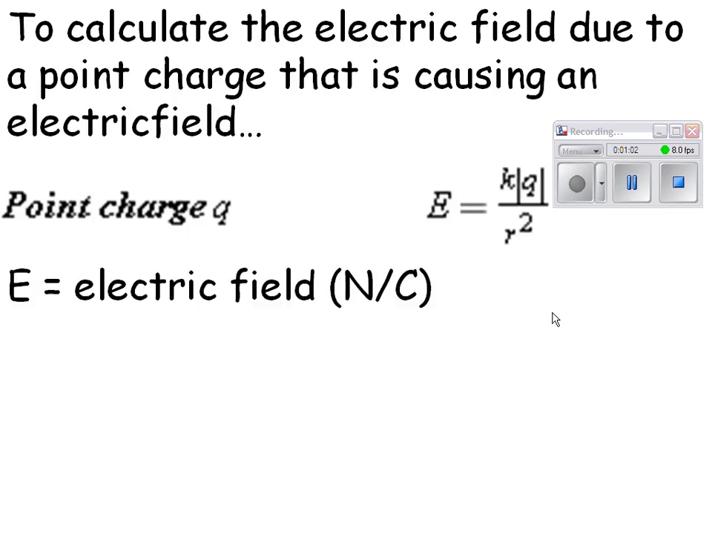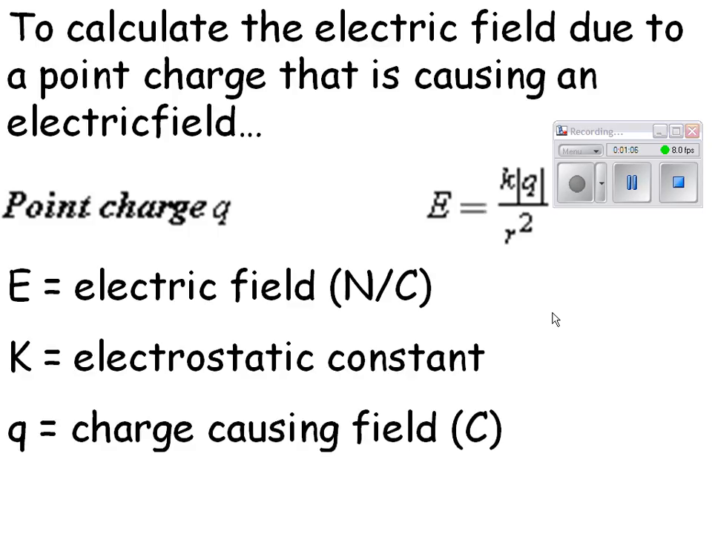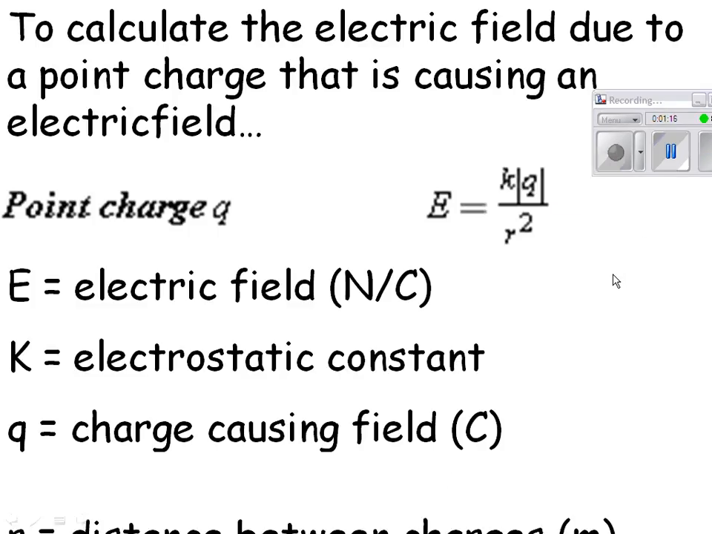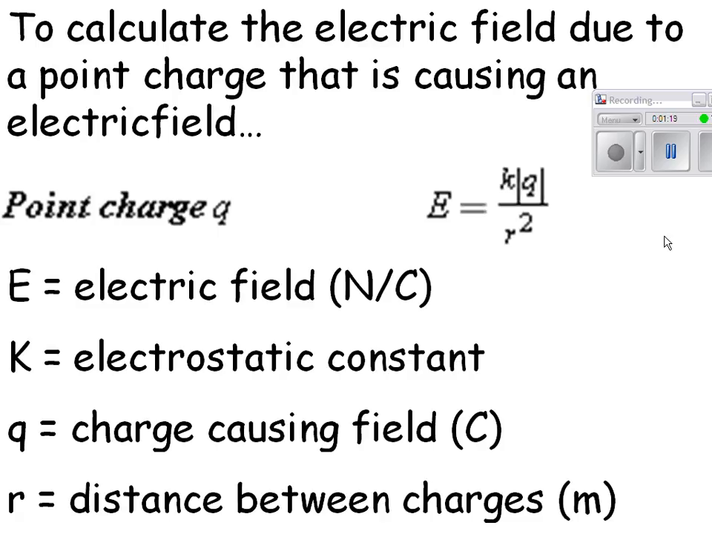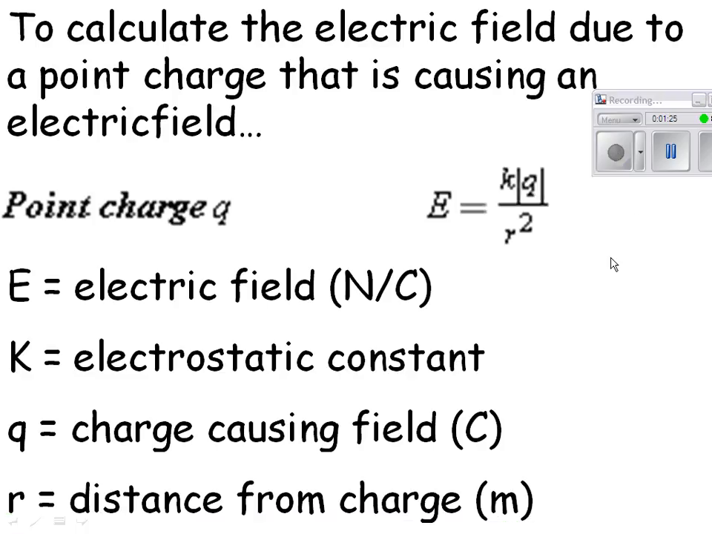E is the electric field in newtons per coulomb. K is the electrostatic constant. It's that 9 times 10 to the 9th newtons per meter squared. And Q is the charge causing the field. And R is the distance away from the charge. So that R value is the distance from the charge, how far away from the charge you want to solve for the electric field.